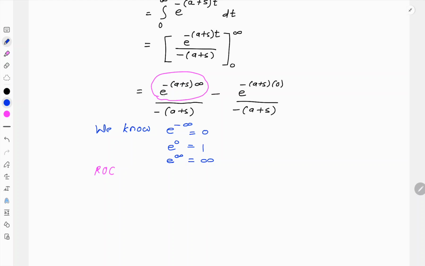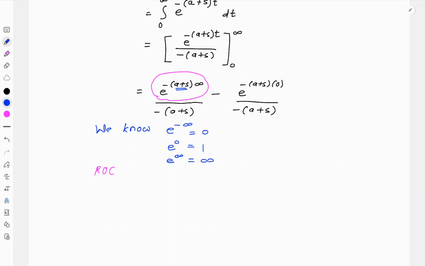But here e raised to minus a plus s into infinity, so it is e raised to minus infinity. But this term becomes e raised to minus infinity only if the value a plus s is greater than 0. The moment a plus s becomes less than 0, this exponential power will be minus of minus infinity. Then it will become e raised to infinity and our answer will be infinite, which is not the desirable solution.